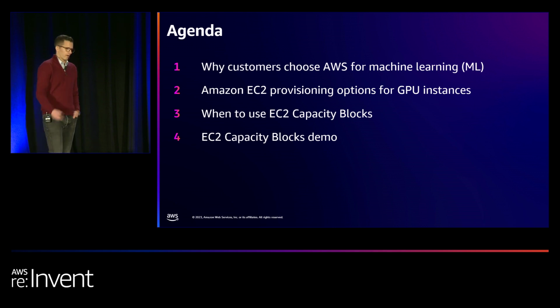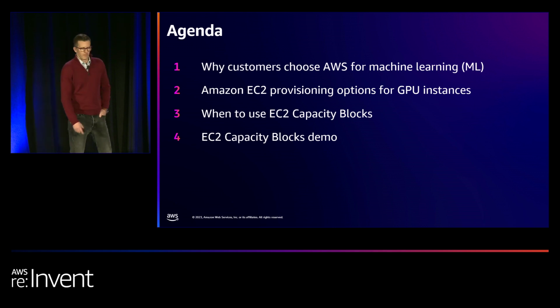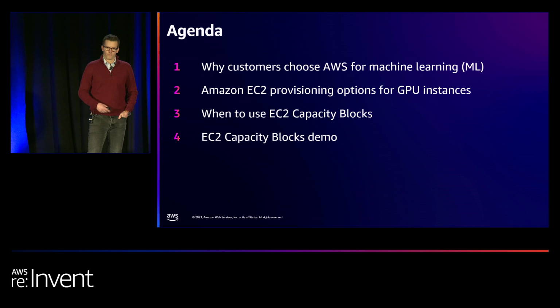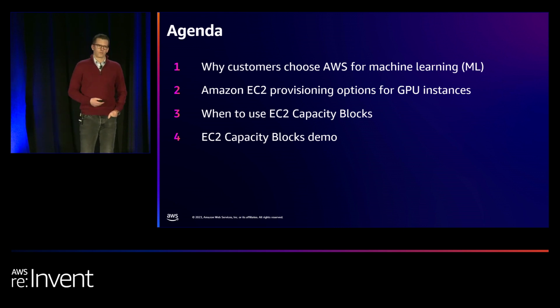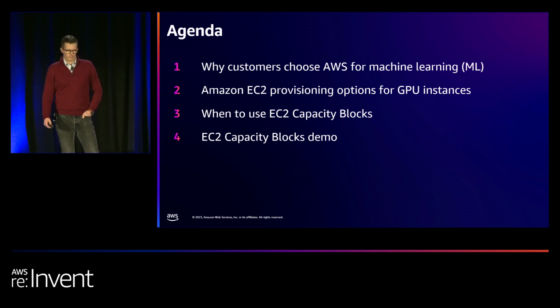And just as a teaser, I was looking this morning at the capacity blocks that we have available right now. Capacity blocks are currently available for P5 instances, which feature NVIDIA H100 GPUs. We have capacity available starting as early as tomorrow, and the prices currently start 25% below the on-demand rate, if you want to take a look after this session.